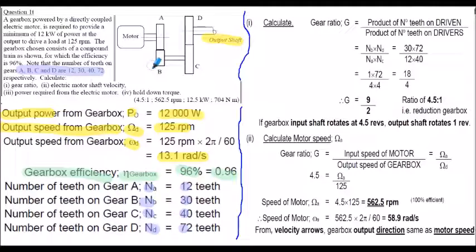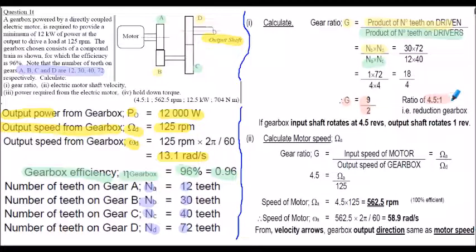The first part of the question is fine. We want to find the gear ratio. So we've got a compound gear train. We can see that A is driving B and C is driving D in this case. I can find the gear ratio quite easily using the number of teeth on the driven gears over the number of teeth on the driving gears, cancelling down to my fraction, or 4.5 to 1, whichever you want to write.